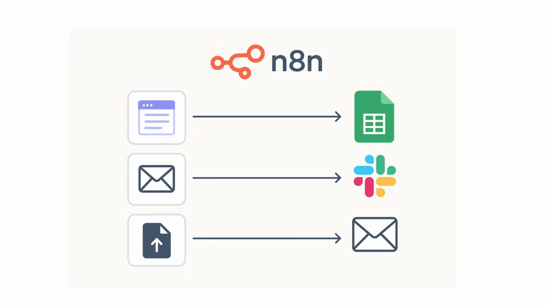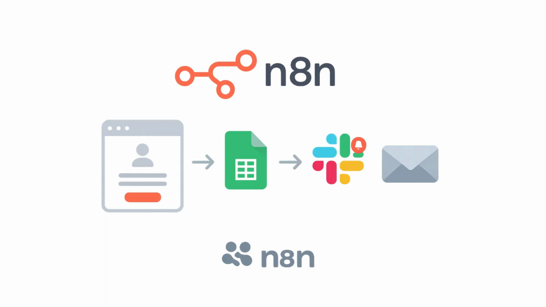A workflow in N8N is made up of nodes. Each node is one step, like sending an email, saving data in Google Sheets, or posting a message to Slack. Workflows usually begin with a trigger. A trigger is an event that starts the process, such as receiving a form submission, an email, or a new file being uploaded. For example, imagine you want to save feedback from a website form.